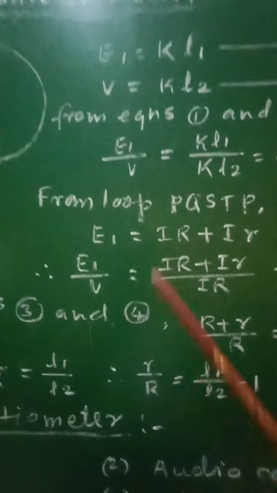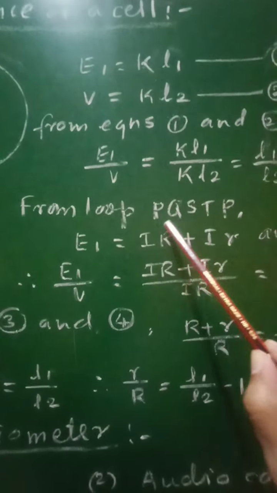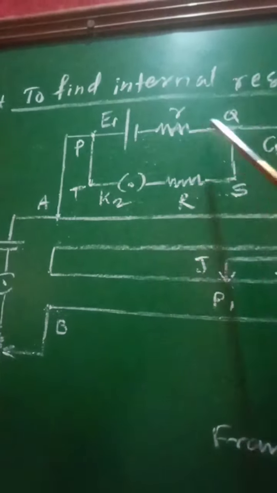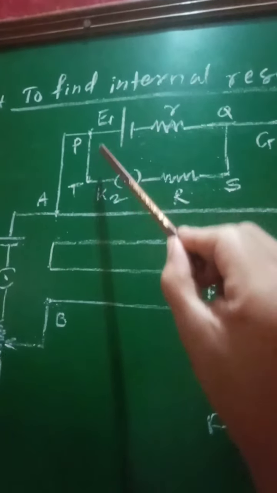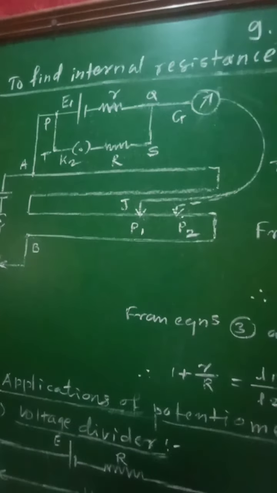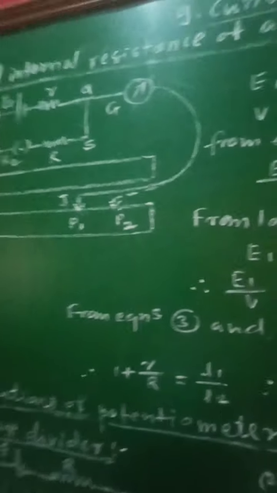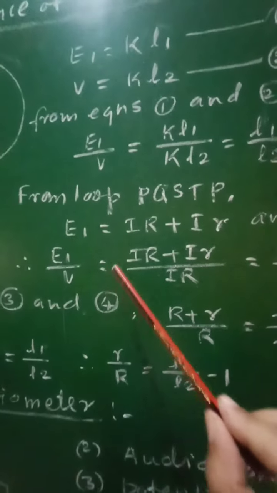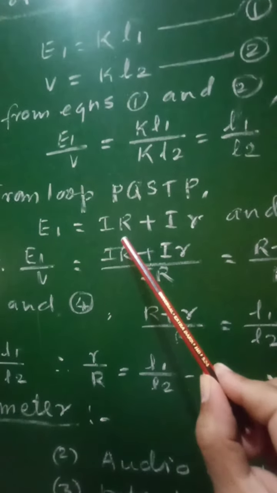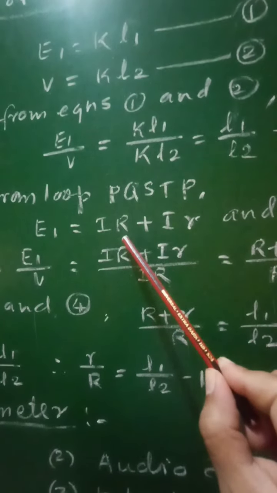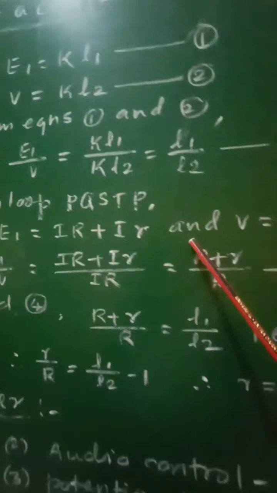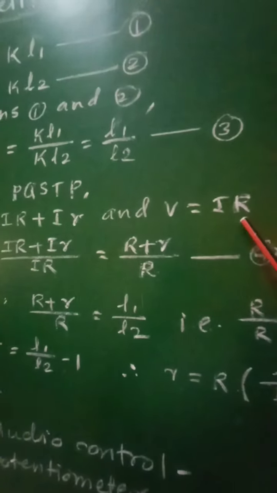Now let us consider the closed loop PQSTP. So from this figure, PQSTP is the closed loop, and then applying Ohm's law to that closed loop, we can write E1 equal to IR plus Ir. This is the potential difference across external resistance. This is across internal resistance, and the potential difference V will be equal to IR.